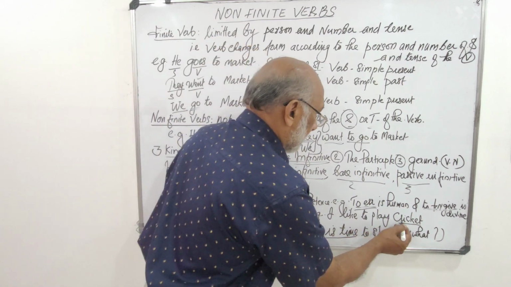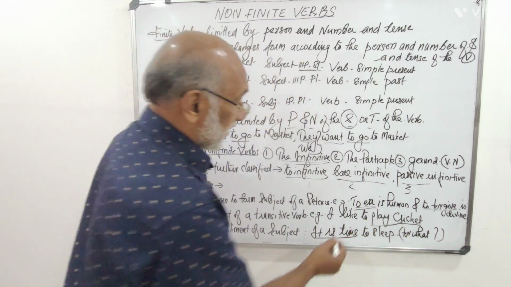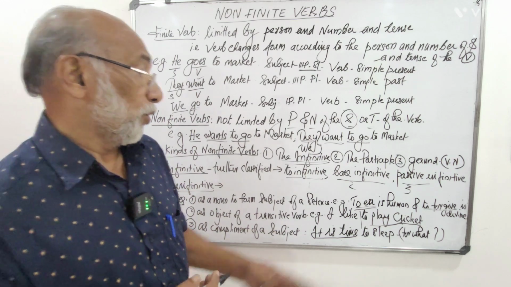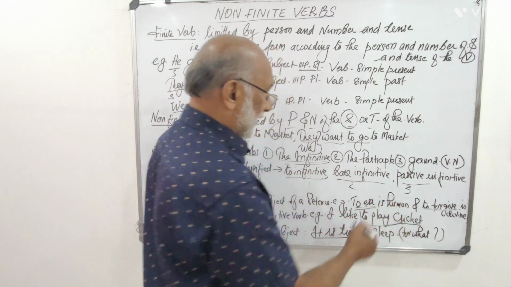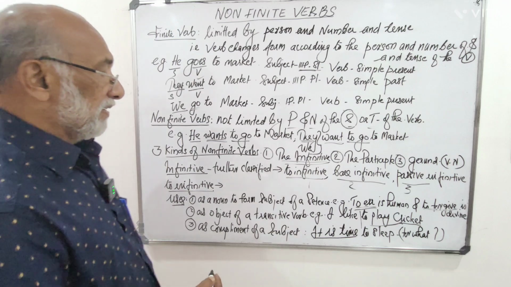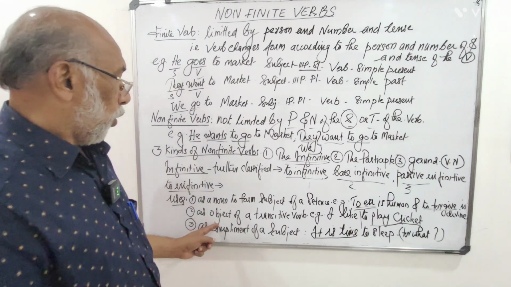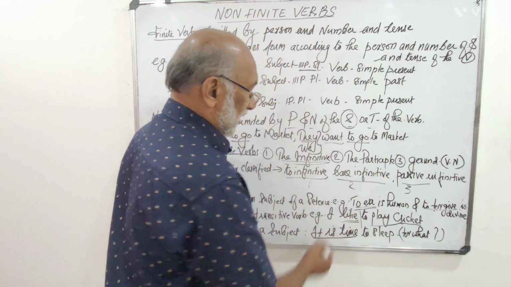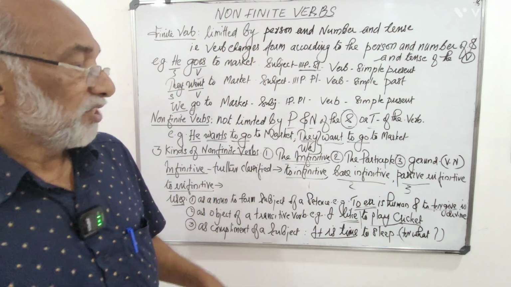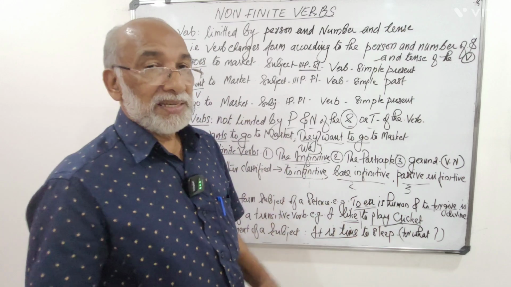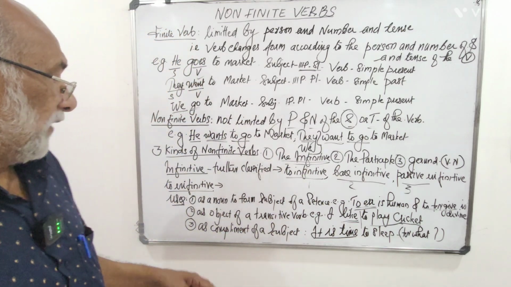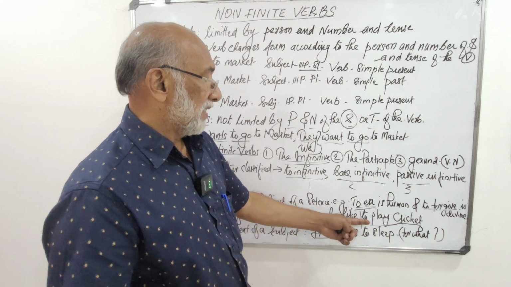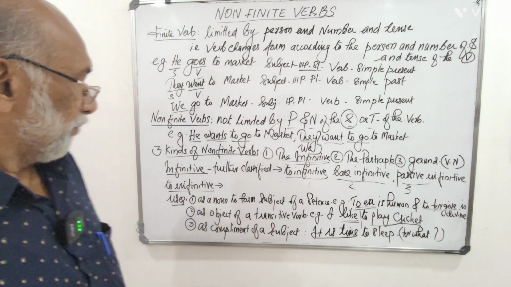To play cricket. I like, the question should come here. I like what? To play cricket. So to play cricket, to play is the verb here, that is the to infinitive. It is used as the object of the transitive verb I like. Like is the verb. I like what? To play cricket. So to play is the object of the transitive verb like, and it is a to infinitive.